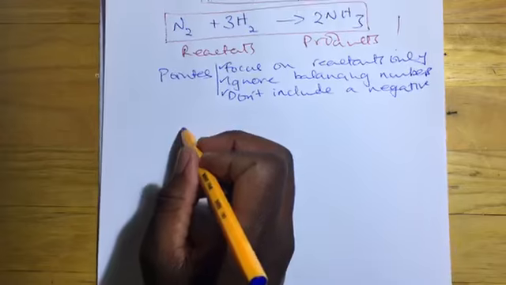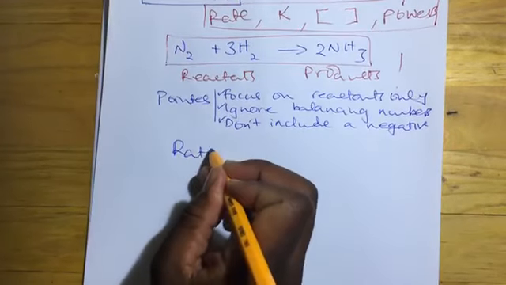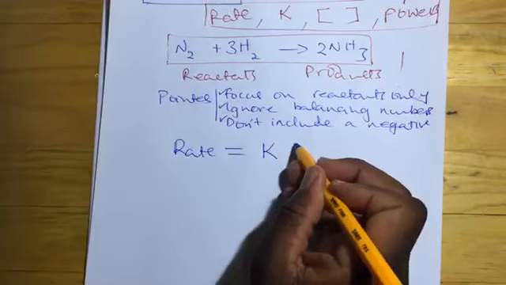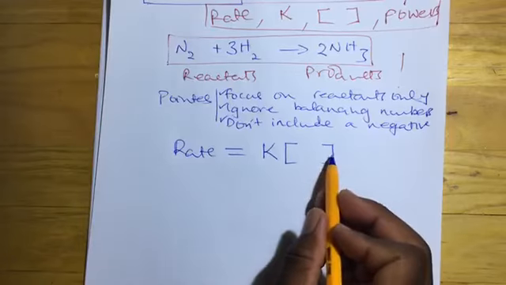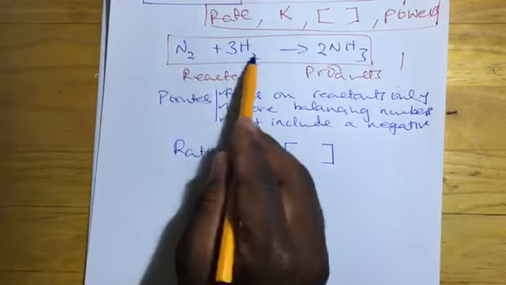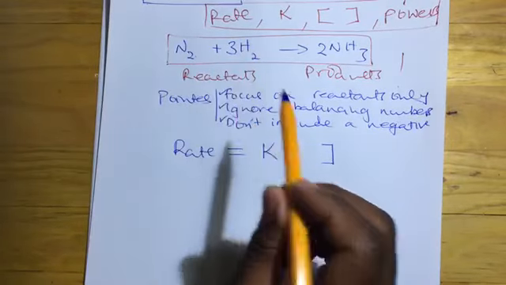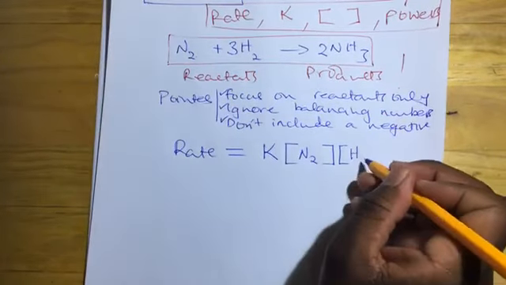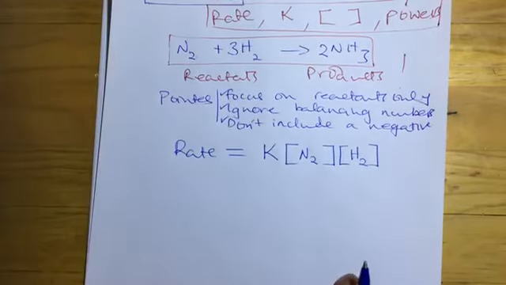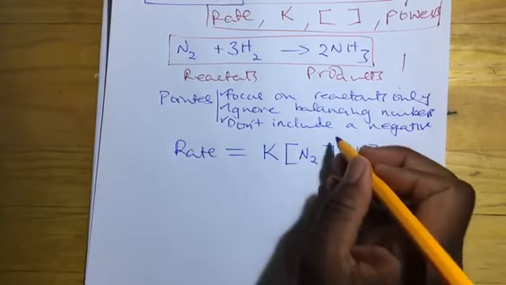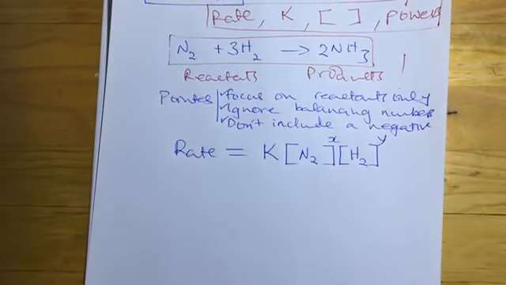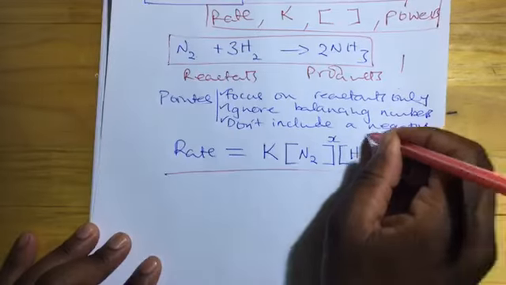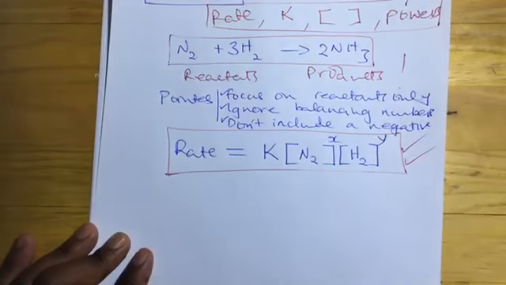So the rate law for this is going to be rate is equal to k, open brackets. The first set of brackets is going to be for the first reactant, and the order doesn't matter. So this is going to be N2, and then this is going to be H2. Ignore balancing numbers. We don't know the powers yet, so I'll just put x and I'll just put y. It doesn't matter. If you want, you can put a and b. Okay, so just this expression is your answer for the rate law.